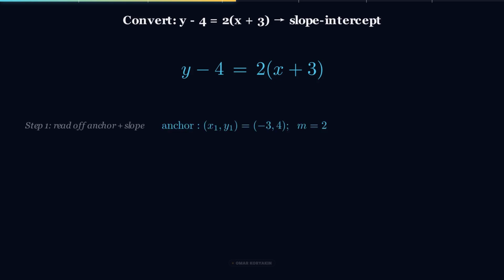Step 1. Distribute the slope 2 across the parenthesized chunk on the right side. 2 times the quantity x plus 3 becomes 2x plus 6. The equation now reads y minus 4 equals 2x plus 6.